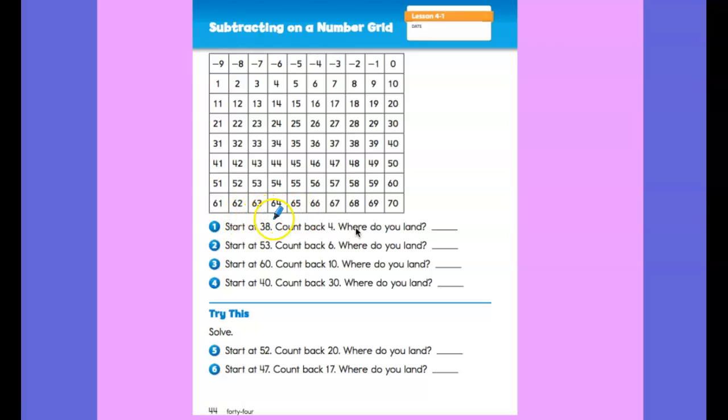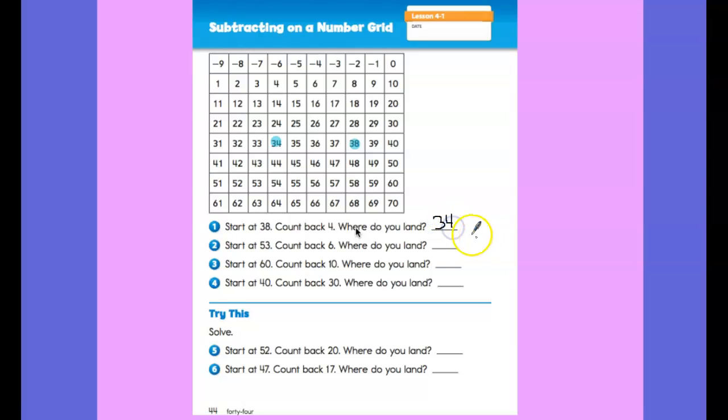It says start at 38, count back 4. Where do you land? So here's my 38, okay? So I'm going to pretend that's my finger there. Now I don't count that one, okay? I start counting on my very first hop. So I'm going to go back 4. 1, 2, 3, 4. I land on 34. So I would write 34 on this top one, okay?